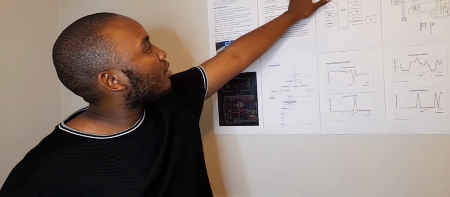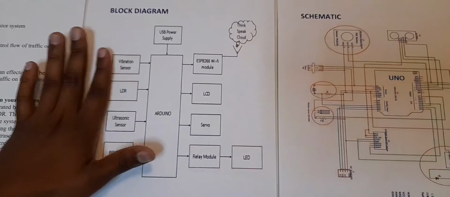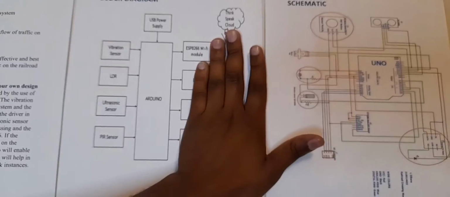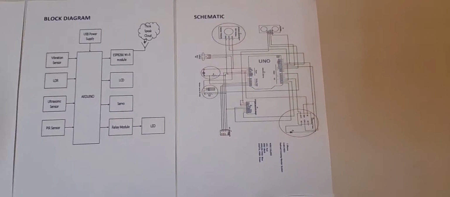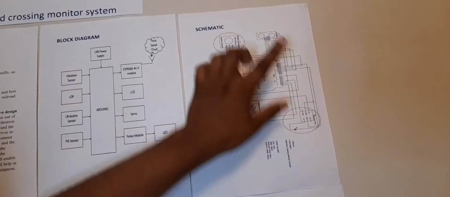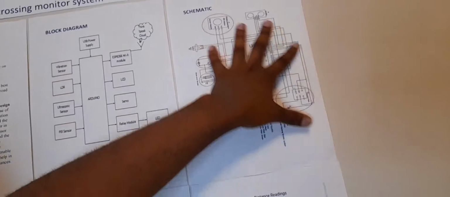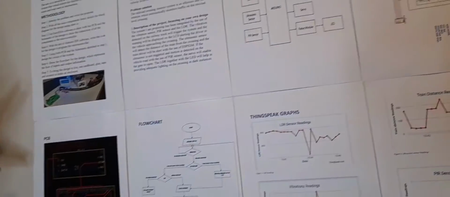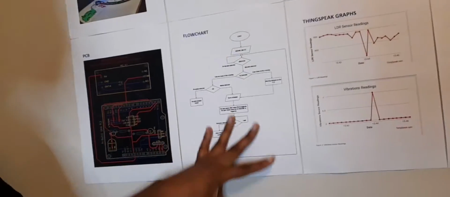Coming to my block diagram, I have my Arduino here, which is my microcontroller. I have all my sensors as my inputs, and these are all my inputs and all my outputs. From there, I sketched the schematic using EasyEDA. This shows all the components connected to the Arduino, on the digital pins and on the analog pins. This can then be converted to a PCB. Here it is.